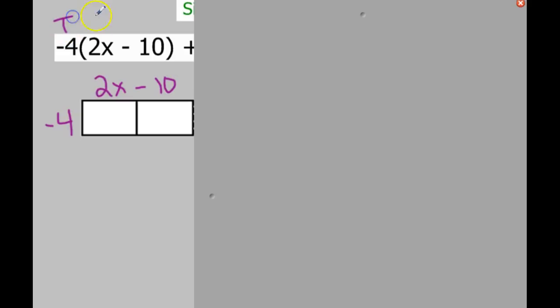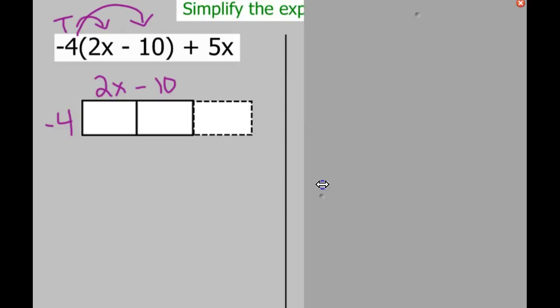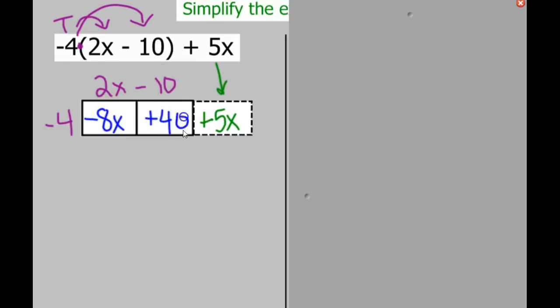Our teacher out front is distributing candy to everyone in the class. However, this person over here is not in the class, so they don't get any candy. They don't have to get multiplied by this negative 4. So this 5x is what we're just going to add on to the end once we're done multiplying. So negative 4 times 2 is negative 8, so negative 8x. A negative times a negative is a positive, so we have a positive 40.